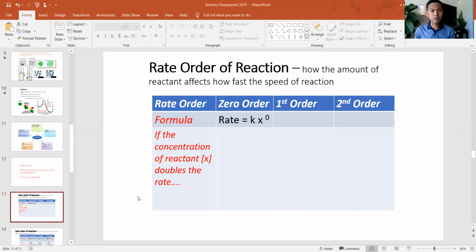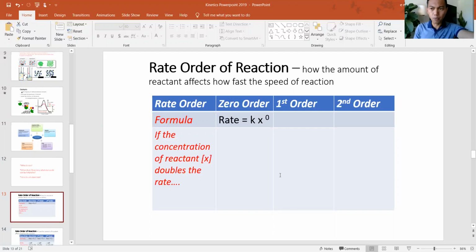The first thing we should discuss is the idea of rate order. There are three main types of rate order. Certain reactions are considered zero order reactions. Others are considered first and then second order. I should point out there are more, but for year one chem, these are the three we're focusing on. The best way for us to understand how these three types of rate order work is by using an example.